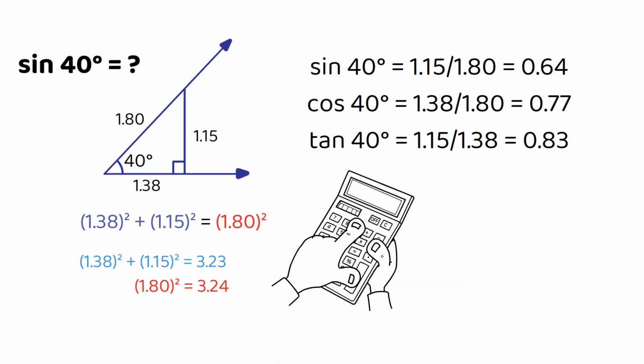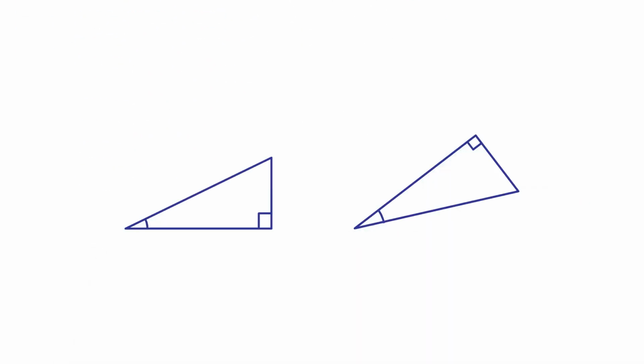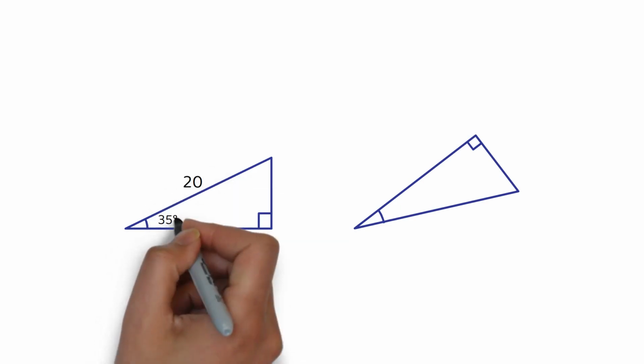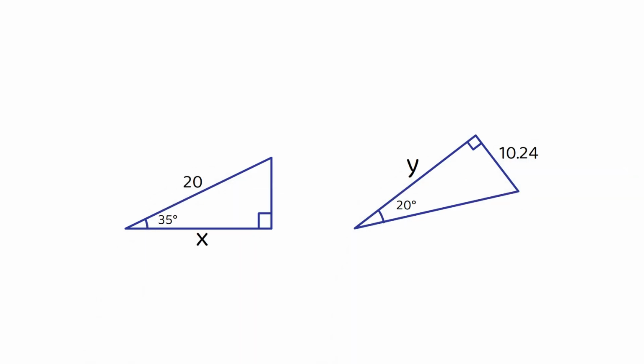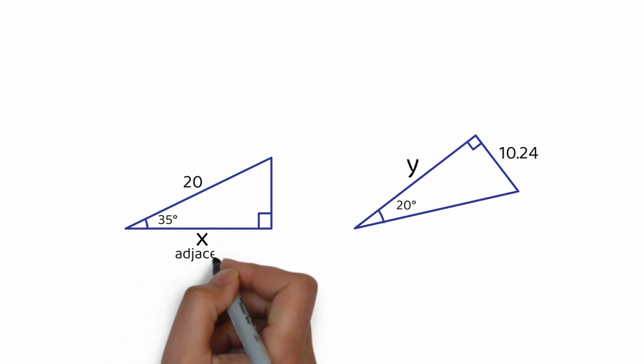Calculators very often have nice features that can perform these calculations for us, so that we don't need to draw any triangles by hand and compute these fractions. If we know one angle of a right triangle, and a length of any side, we can find the lengths of any other side using these formulas. Consider these examples. The first one, we've got a hypotenuse of 20 and an angle of 35 degrees, and in the second we've got an angle of 20 degrees and an opposite side of 10.24.